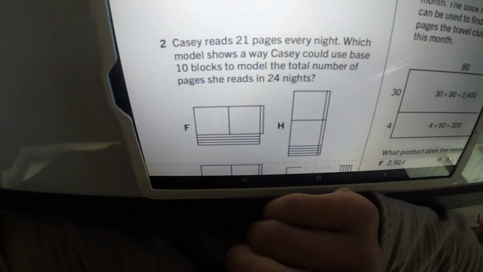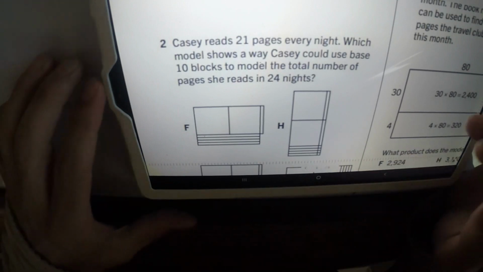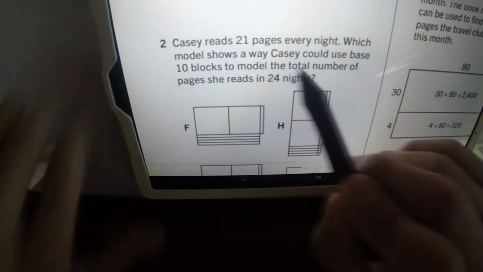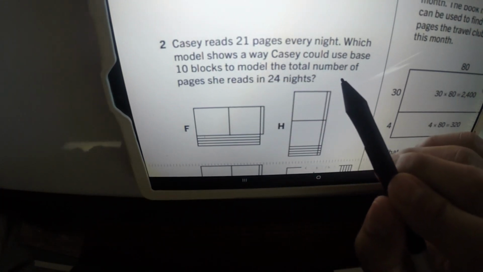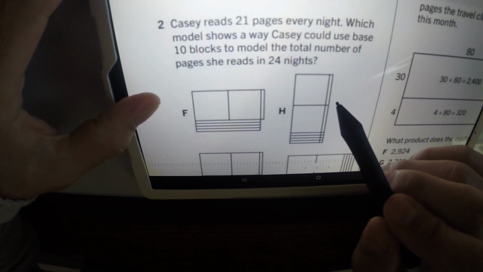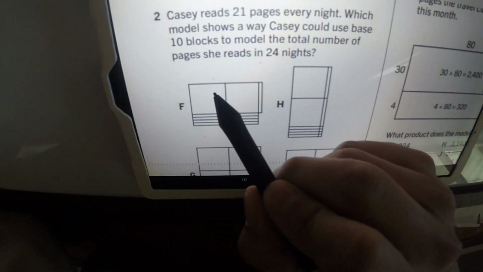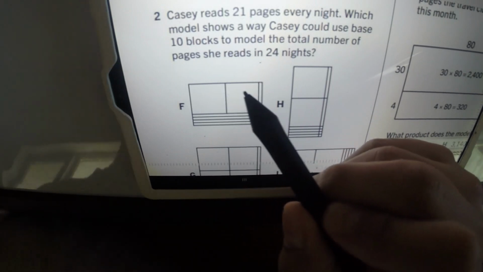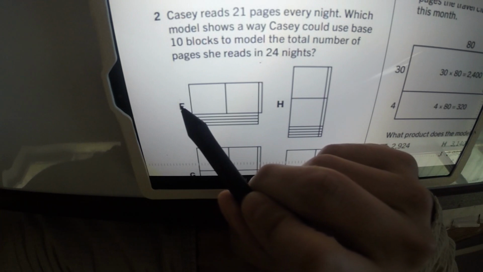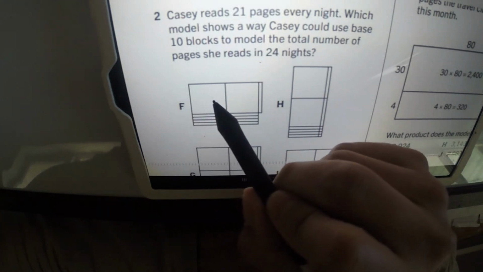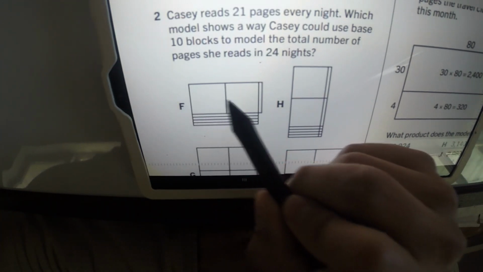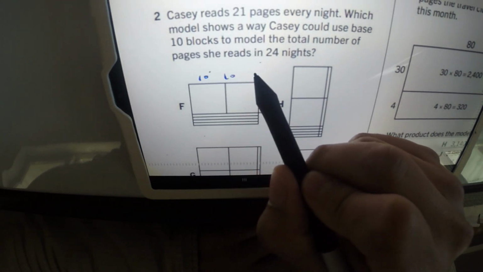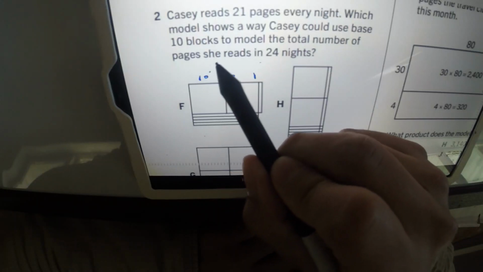Casey reads 21 pages every night. Which model shows a way Casey could use base 10 blocks to model the total number of pages she read in 24 nights? So one of these is going to represent 21 times 24. Okay, I'm going to do one of these. I'm going to do this. F is not the answer, but I'm going to show you what. So you go 10. This 10 block represents 10, 10, and then 1. And 10 plus 10 plus 1 equals 21.